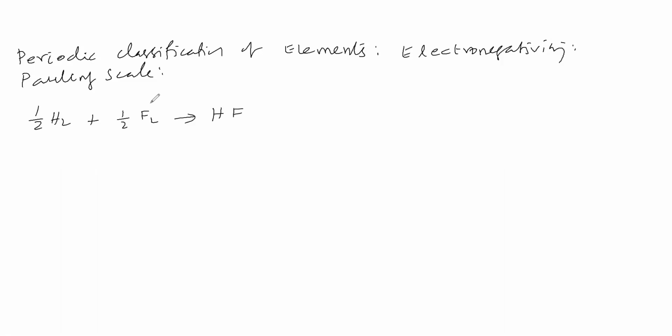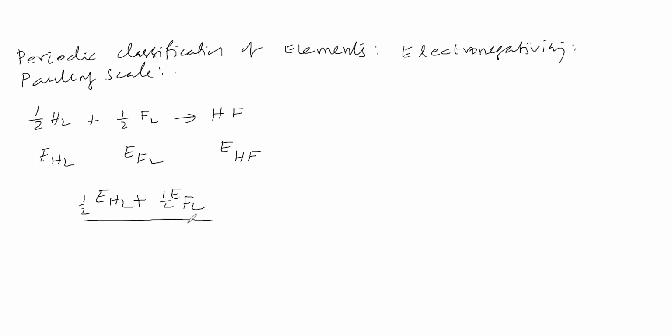Here, this H2 bond energy we will write like this. F2 bond energy we will write like this. HF bond energy we will write like this. Now we will take the bond energy of H2. The bond energy of F2 we will take as half molecule, therefore 1 by 2.